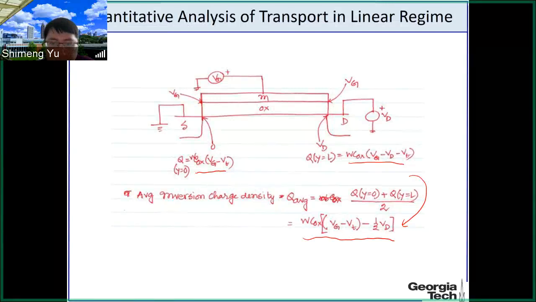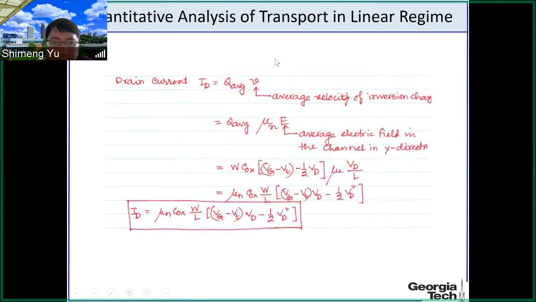And then this average charge and how fast they move is given by the drift, and the electric field E is Vd divided by L. So you plug in the Q average from the previous slide, then eventually you get this equation. And let's rearrange some terms. Typically we want to move those mobility and L in front. Then eventually we get this in this box.